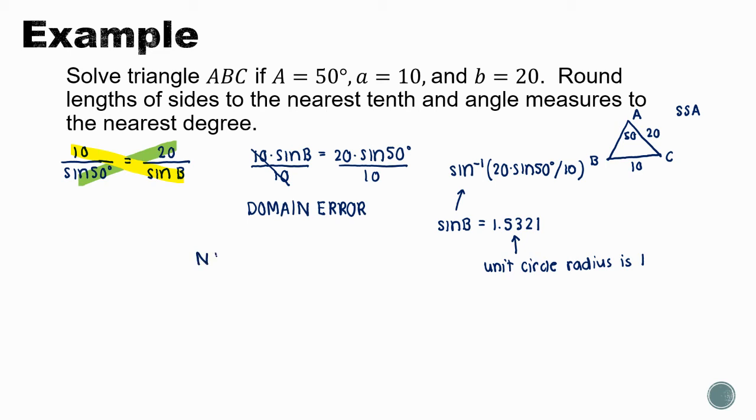And so that's why there's nothing for us to solve. There is no triangle. So there's no missing pieces for us to calculate. So if you ever get domain error, like I said, double check that you did put everything into the calculator correctly. But if you did and you continue to get that, no triangle.